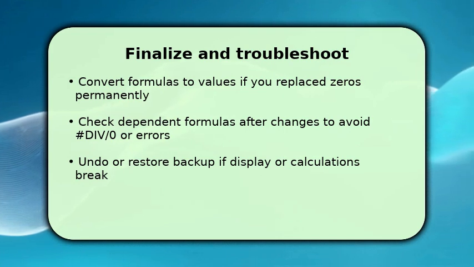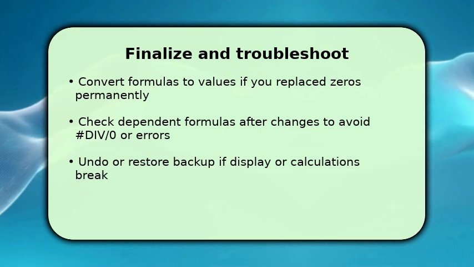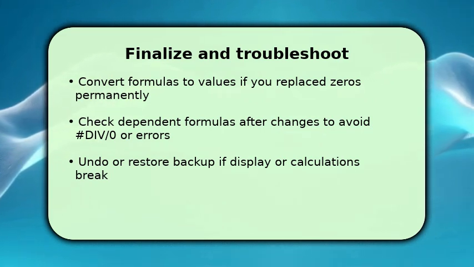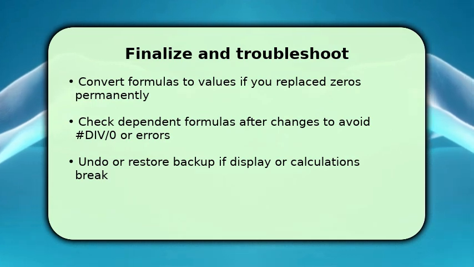If something looks wrong, revert to your backup sheet or use undo immediately. One quick troubleshooting tip: if calculations change unexpectedly, search for formulas referencing those cells and add error handling like IFERROR or checks for 0.